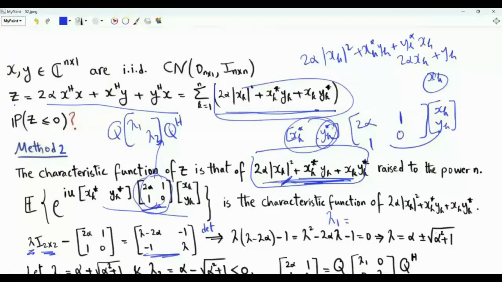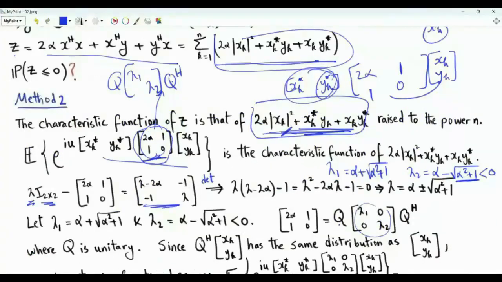The first eigenvalue, lambda 1, let's take it to be the positive one. That's alpha plus the square root of alpha squared plus 1. The second eigenvalue, lambda 2, that's alpha minus the square root of alpha squared plus 1. Note that this square root of alpha squared plus 1 is greater than alpha. The second eigenvalue is negative. We will just keep them as lambda 1, lambda 2, or lambda 1 and the absolute value of lambda 2. And then at the final step, we will remember those expressions and write down things in terms of alpha.